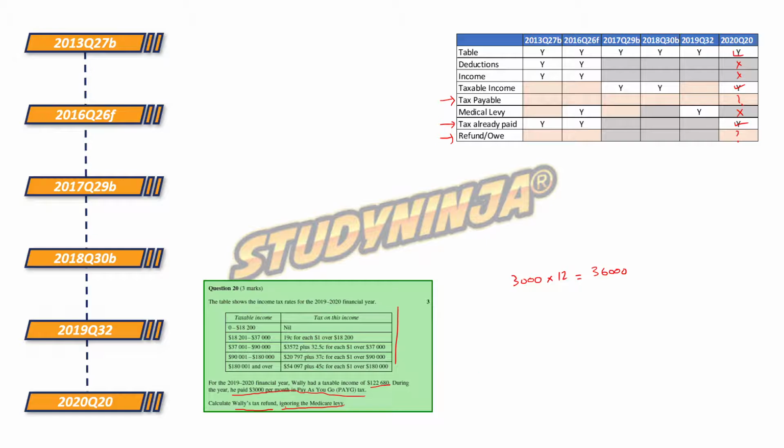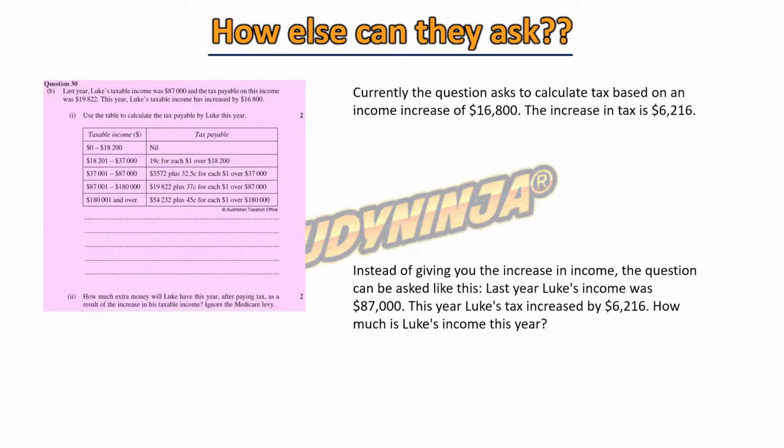So what you would notice here is the questions have been very straightforward, always asking the same thing over and over again. So there's a high chance that if you master these questions, you would do well. Now coming to how else these can be asked. I gave this a little bit of thought. I've pulled out the 2018 question because I thought this would be a good example to make it a bit tricky.